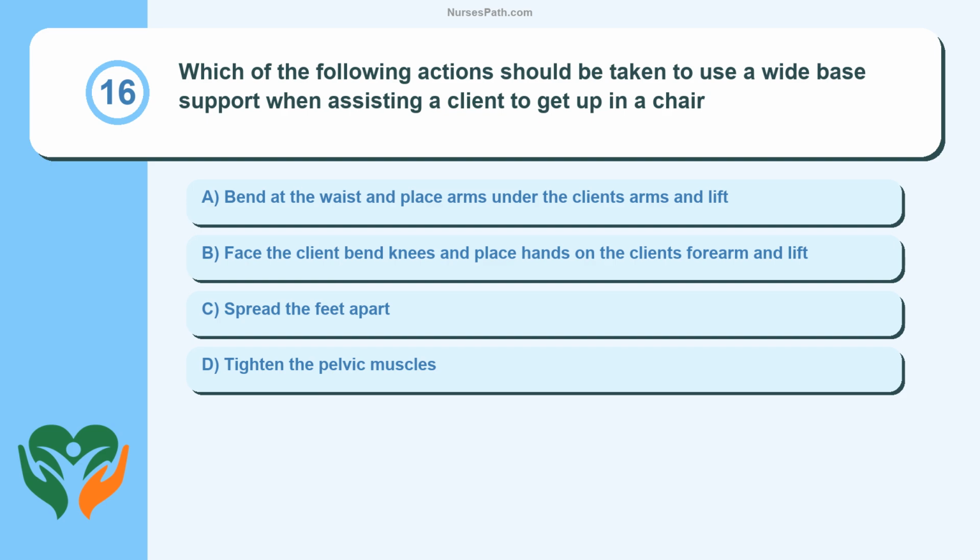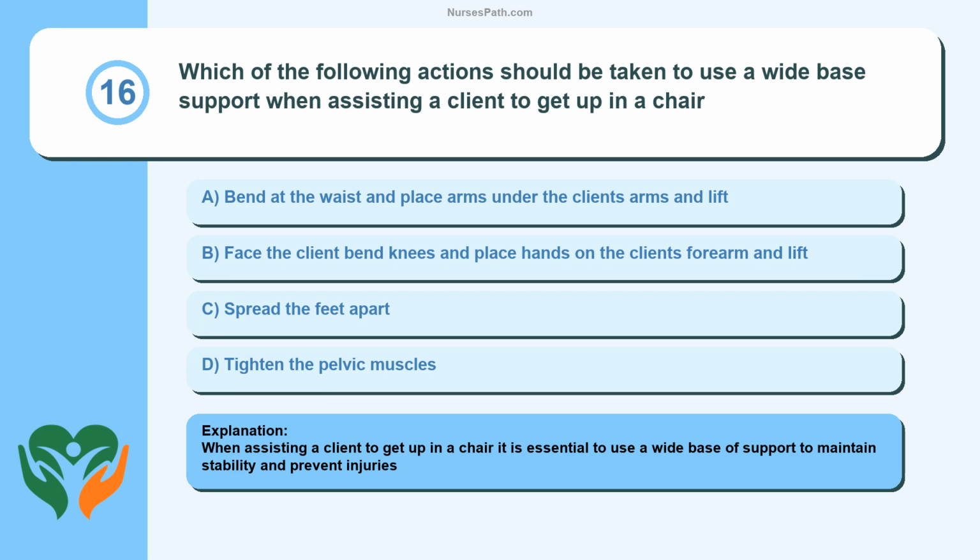Question 16. Which of the following actions should be taken to use a wide base support when assisting a client to get up in a chair? Bend at the waist and place arms under the client's arms and lift. Face the client, bend knees and place hands on the client's forearm and lift. Spread the feet apart. Tighten the pelvic muscles. When assisting a client to get up in a chair, it is essential to use a wide base of support to maintain stability and prevent injuries.